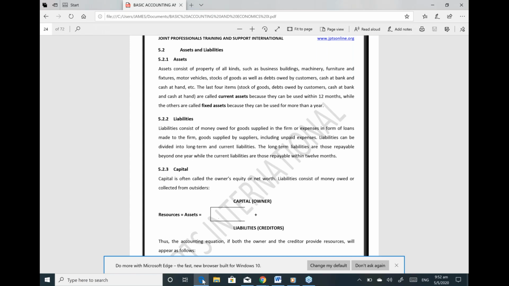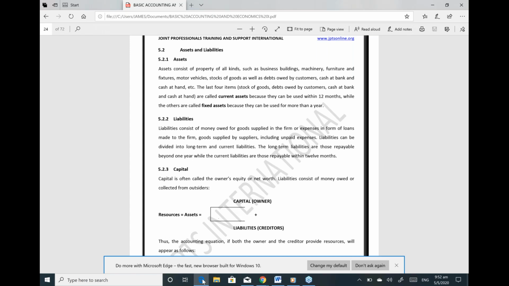Current assets are so called because they can be used within 12 months, while the others are called fixed assets because they can be used for more than a year. What we are saying is this: the fixed asset is an asset that you use continuously as the company or the firm grows in age. They continue to use the same asset, except there's depreciation on them and they have to be removed. But current assets run within 12 months.